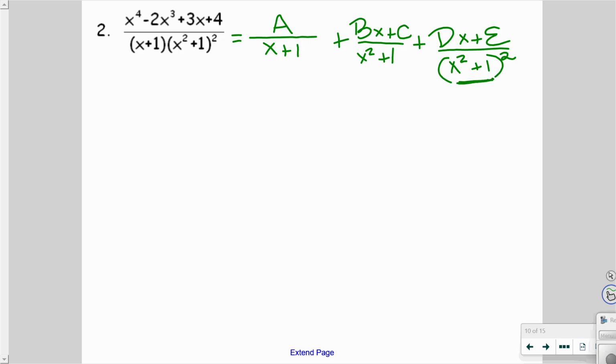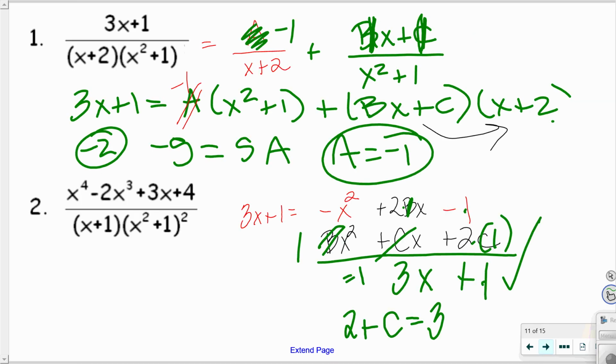I got -1 for 1. But when you plug it in, that's what I had as the answer. If you write x plus 1 as the answer, it will work. Don't I have that as my answer? Alright, I've got -1 over x plus 2, 1x plus 1 over x squared plus 1.